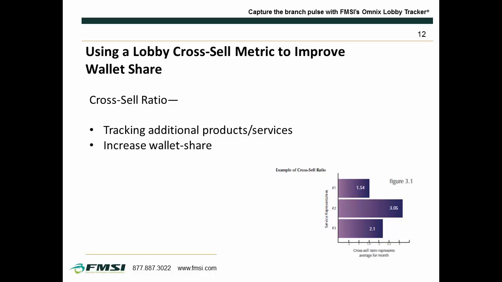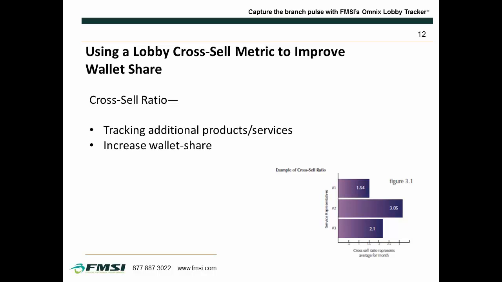Tracking, measuring, and managing a cross-sell ratio in the branch platform environment can be accomplished through an on-demand sales reporting solution such as FMSI's Omnix Lobby Tracker. When an account holder arrives in the lobby, the product or service they intend to transact is recorded in the software, and then throughout the sales process, as additional products are sold, this information is also captured. The system then prepares a cross-sell ratio.